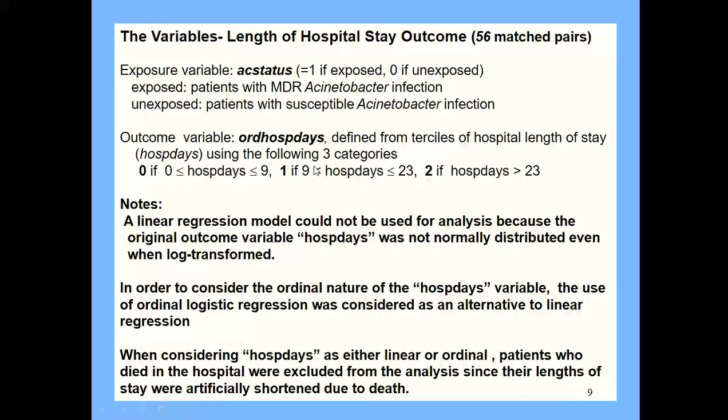And the outcome variable was ordinal hospital stays, defined from terciles of hospital length of stay using three categories. Now, if you think about length of hospital stay, it could be 1 day, 2 days, 3 days, 4 days. So it could be considered a continuous variable, length of stay over time. How long did they stay in the hospital?